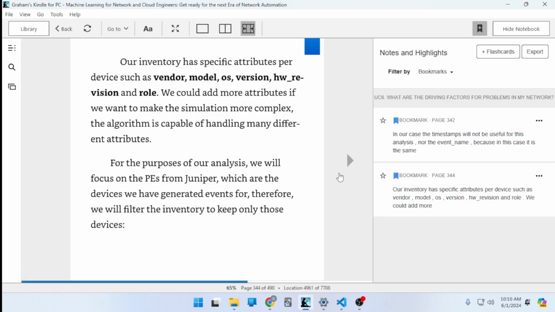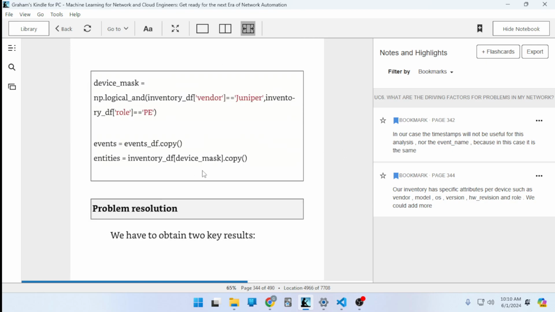Our inventory has specific attributes per device, such as vendor, model, OS, version, hardware, revision, and role. We could add more attributes if we want to make the simulation more complex. The algorithm is capable of handling many different attributes. For the purposes of our analysis, we will focus on the PEs from Juniper, which are the devices we have generated events for. Therefore, we will filter the inventory to keep only those devices. All right, looks good to me.